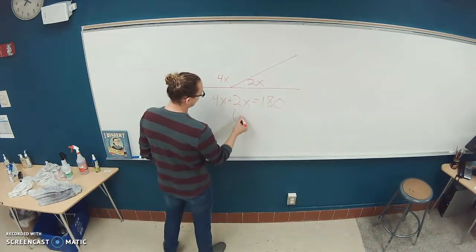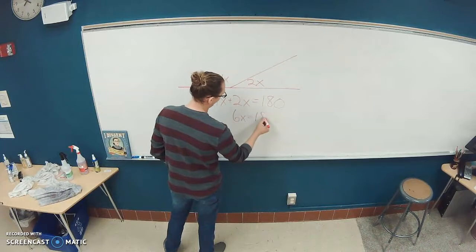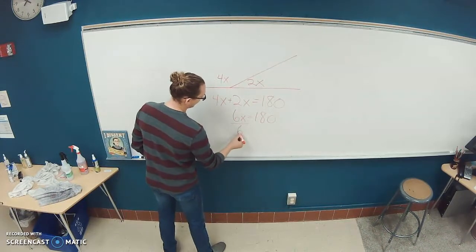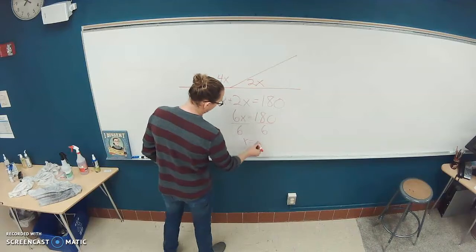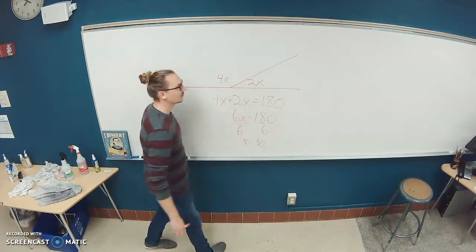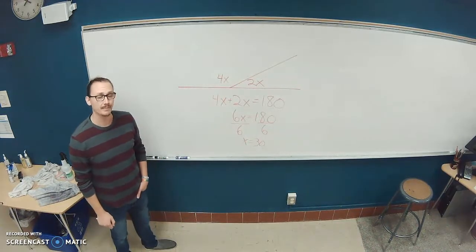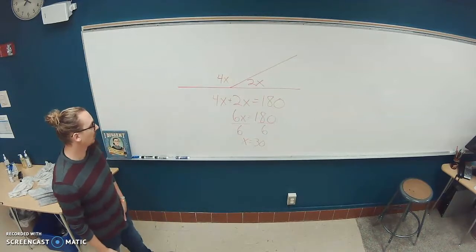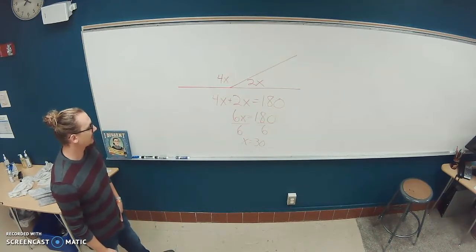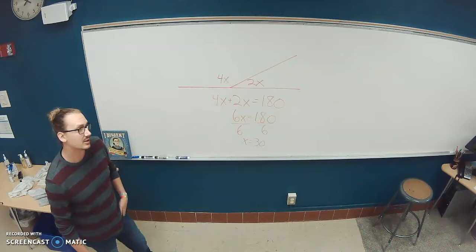4x plus 2x is 6x. Divide both sides by 6. And x is going to equal 30. Okay? So we're not looking for angle measurements anymore. We're looking for the x values. Okay, so you have to be able to solve for x.